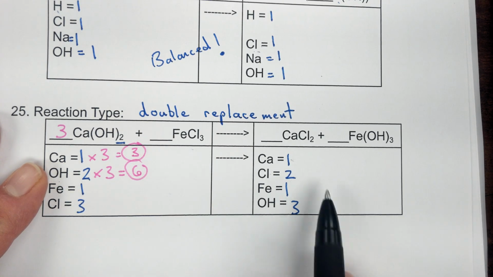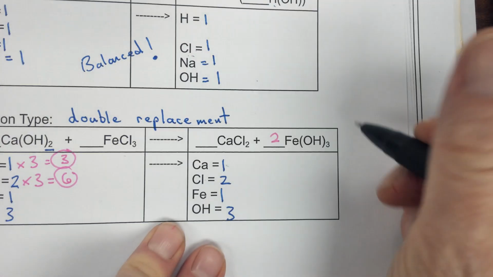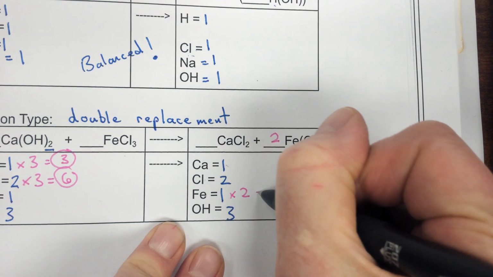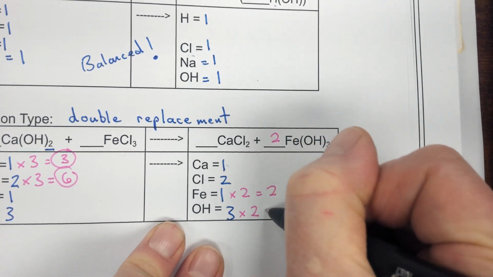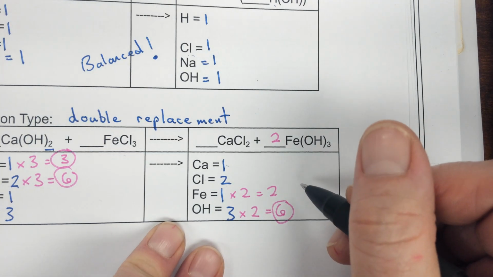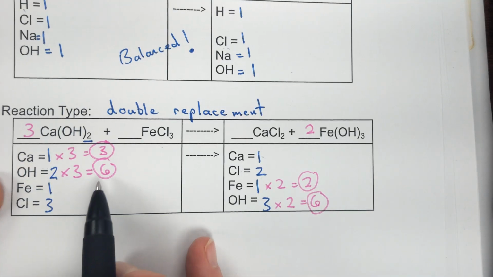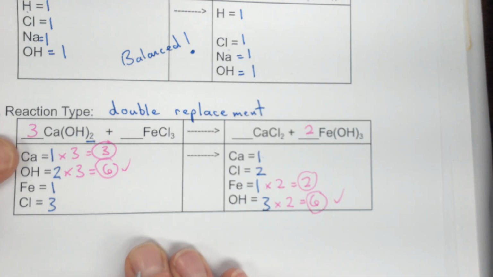It doesn't really seem like I've fixed anything, but I'm remembering that I'm trying to get both sides, the OH, to 6. So I'm going to go to the other side and put a 2 here. That 2 is going to multiply the Fe and the OH. And now, at least my OHs are balanced. It doesn't seem like anything else is, but that will happen. All right, so my OHs are balanced. I'm checking that off.